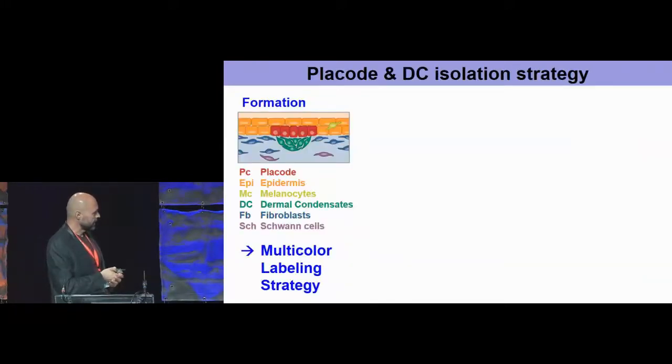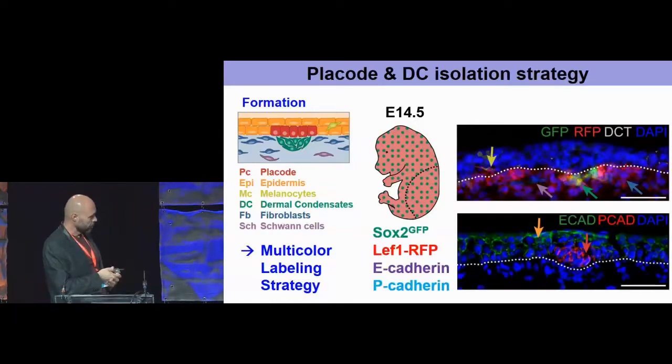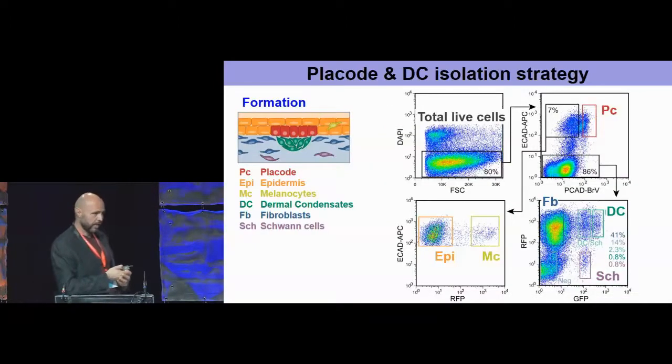She did this by setting up a multicolor labeling system where we crossed SOX2-GFP mice and LEF1-IFP mice. We heard earlier already that SOX2 is expressed in the DP cells and it's also expressed in the earliest dermal condensates, while LEF1-IFP is expressed at this stage in all fibroblasts, including the dermal condensates. We also learned that melanocytes are RFP positive. Then, in combination with two cell surface markers, E-cadherin and P-cadherin, we could isolate a placoid-enriched population and also all the other epithelial cells. This nested FACS plot just shows you how beautifully this worked.